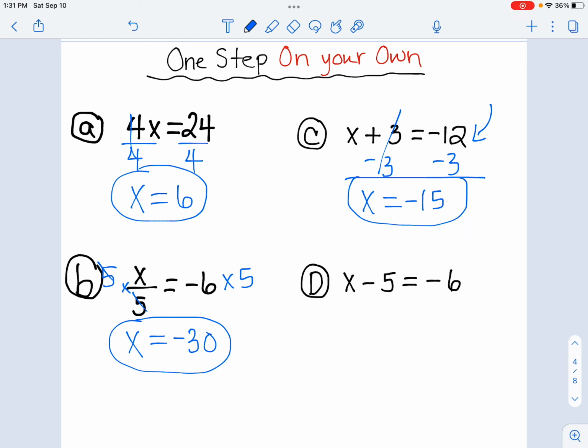Last but not least, we're going to add 5. 5 cancels, and x is equal to -1.